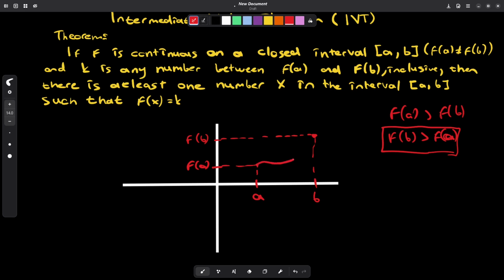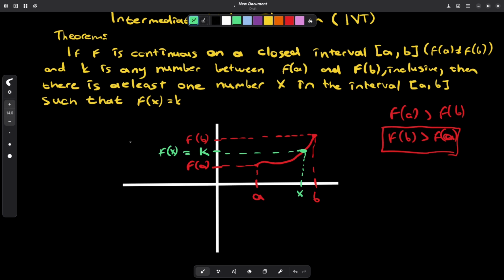Let's draw a random function graph as well. Now, k is any number between f(a) and f(b). Let's change the color one more time. So I have a k here, right? And there's at least one number x in the interval [a, b]. So I have an x here, such that f(x) is equal to k. To know what f(x) is, I need to plug the x into my function, right? So my f(x) is equal to my k.